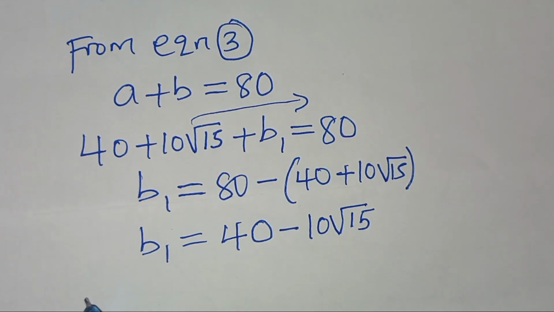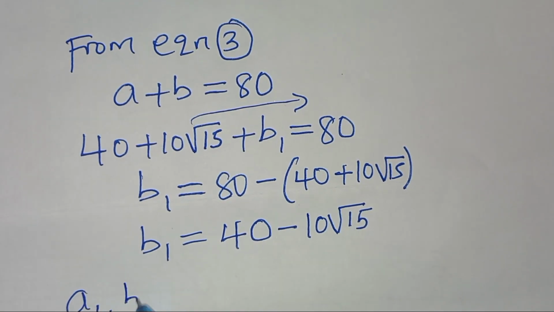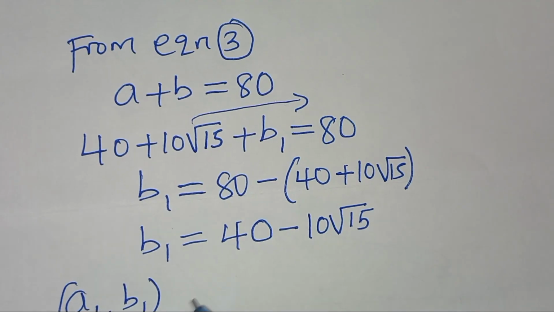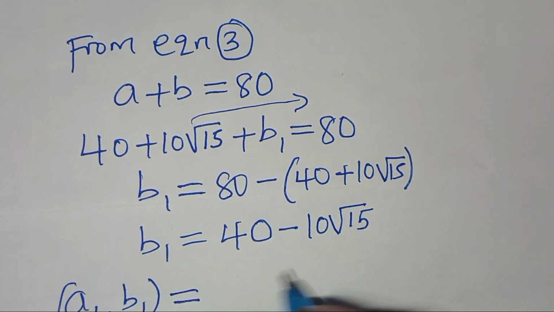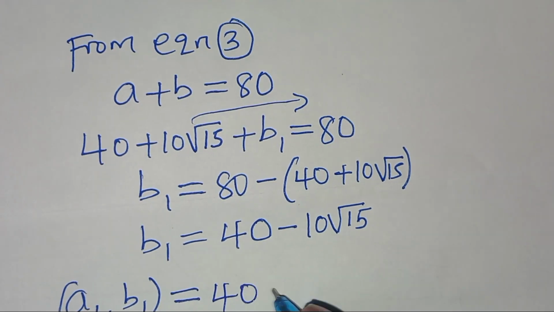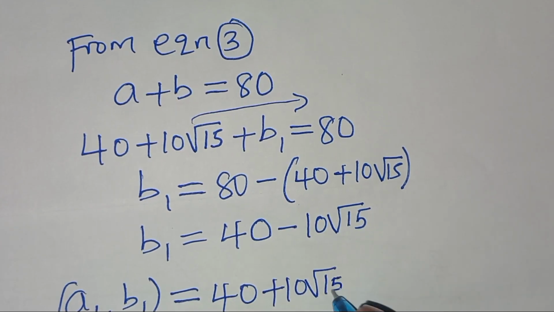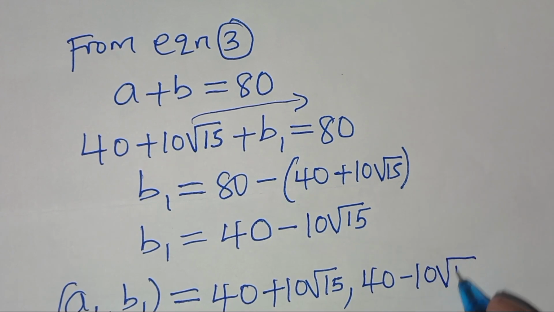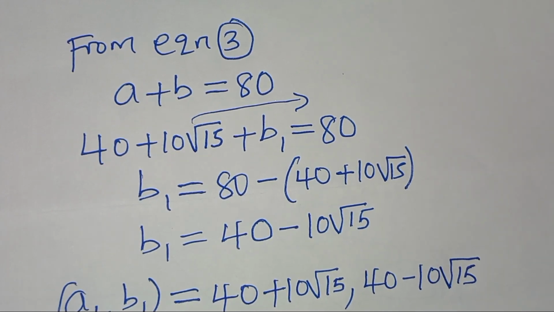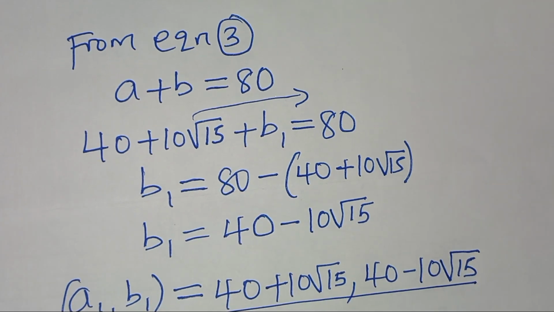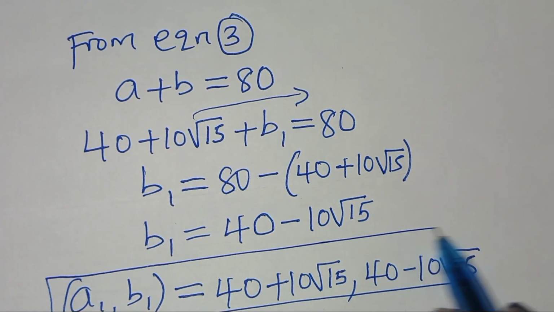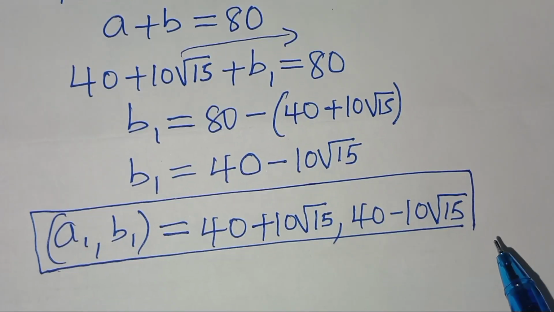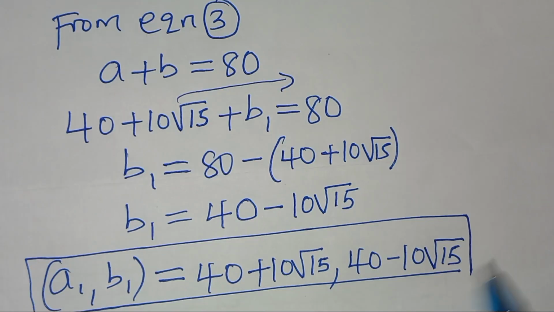So this implies that A1, B1 is equal to 40 plus 10 square root of 15, and B1 is 40 subtract 10 square root of 15. So this is the first solution. This is the first set of solution that we have. Then the second, let's solve for B2.